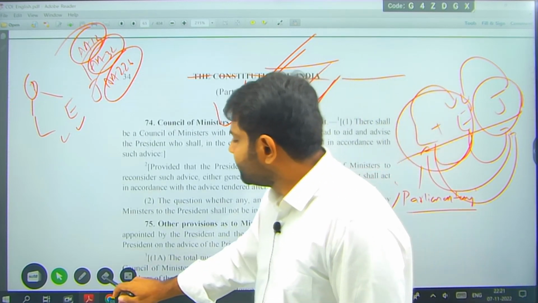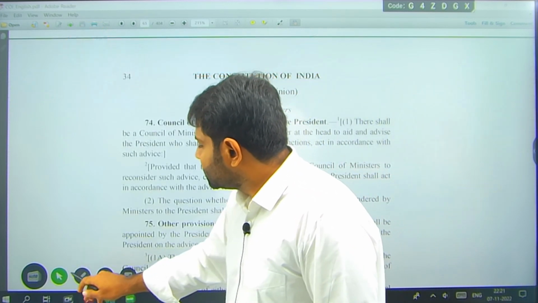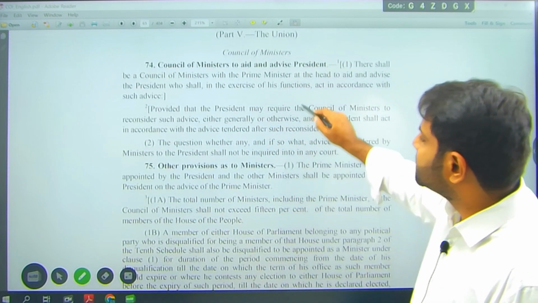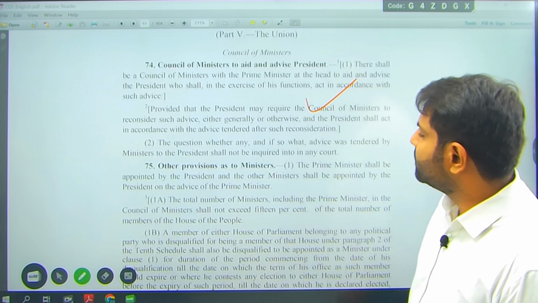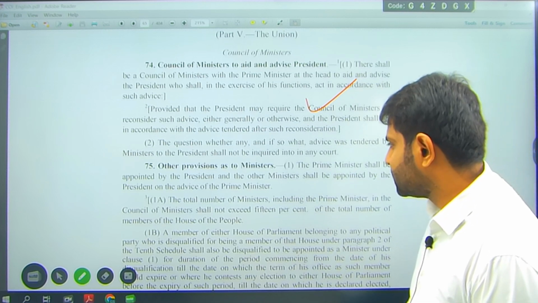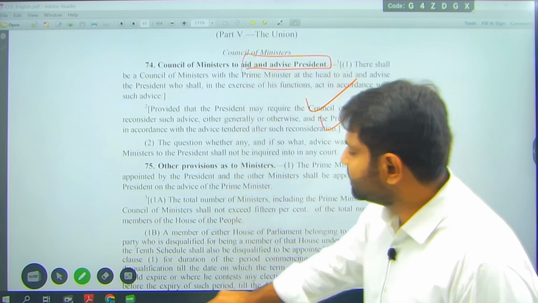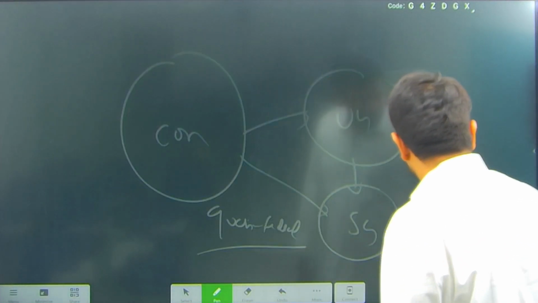Next important article, we have the Council of Ministers. We have Article 74, which is about the Council of Ministers to aid and advise the President. This is where I will talk about the power map. Power map, this is what we need to remember.